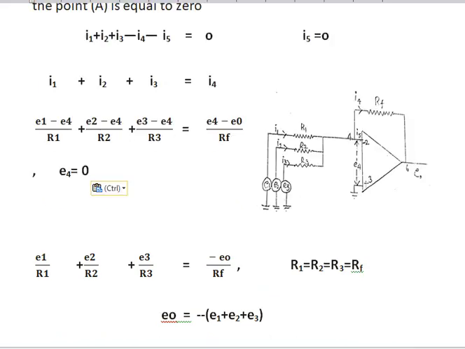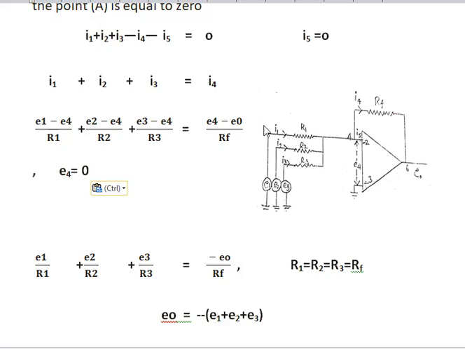As the op-amp has high input impedance, the current drawn by it is equal to 0, that is, the current I5 is taken as 0. So I1 plus I2 plus I3 is equal to I4. We know well that the current is equal to the voltage divided by the resistance, I is equal to V by R, where V is the potential difference between the two end points of the resistor.